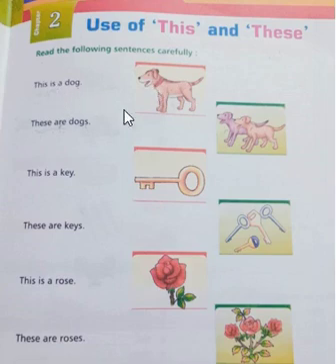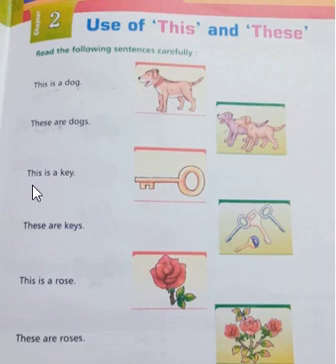But in the case of many dogs, or more than one dog, we don't use this. We will use these, and with these we will use are. These are dogs. See students, these are dogs because they are more than one. They are two. And with these we use are. And let's read the second sentence.